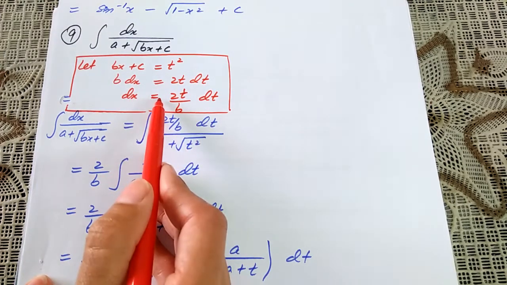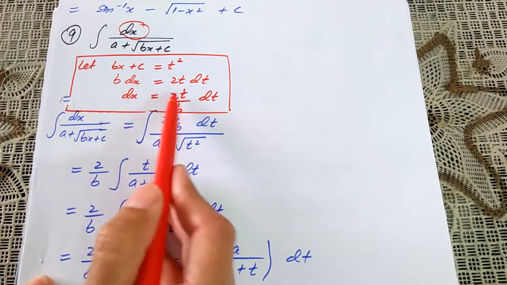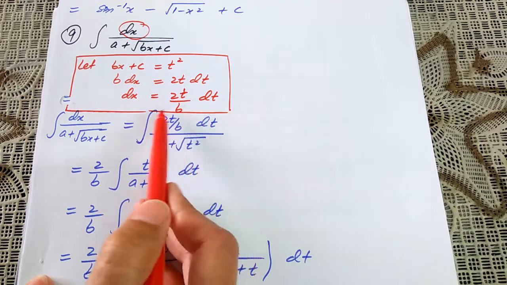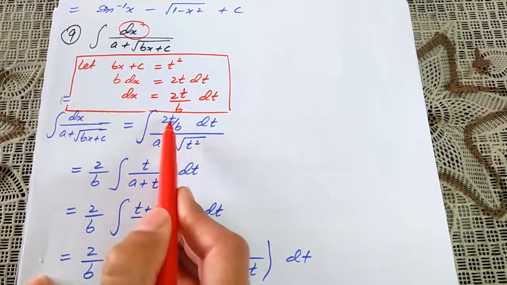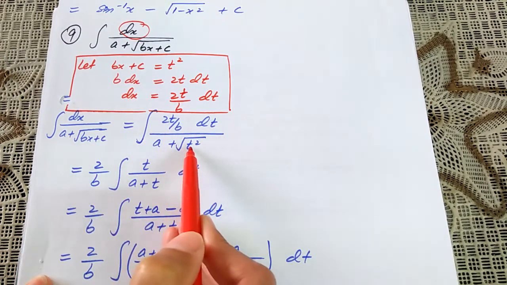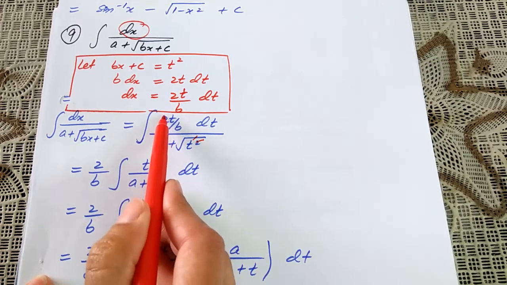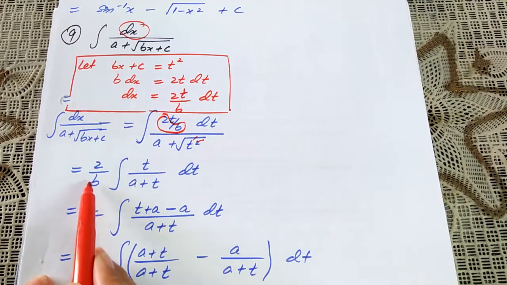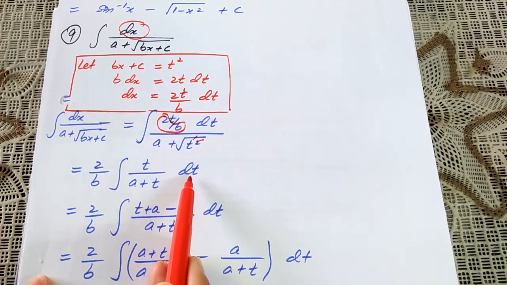So dx, because we need the value of dx here, will be equal to 2t over b dt. Just replace these values in this function. In place of dx, we will write 2t over b dt, over a plus under root t square. This square and under root will be cancelled, and this 2 over b is a constant. I have taken it outside. We got t over a plus t dt.